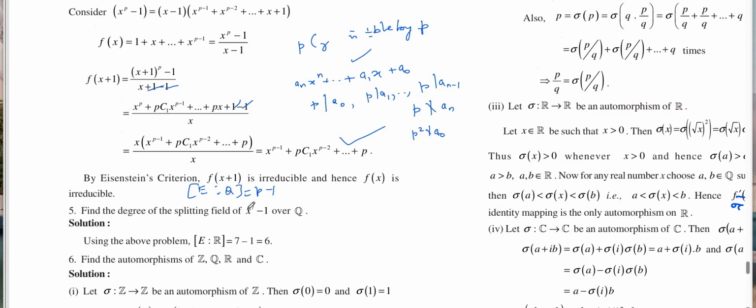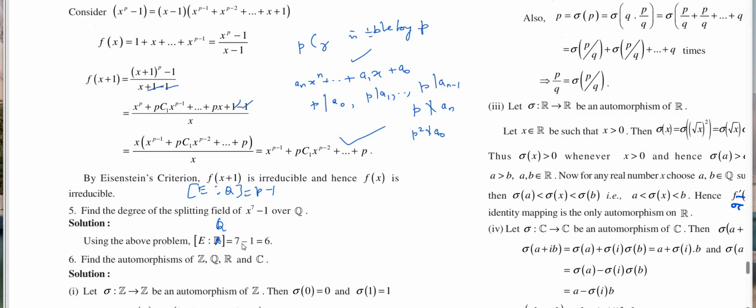So next, as a particular case, we have x power 7 minus 1. The degree of the splitting field of this over Q we need to find. So if you take E to be the splitting field, then by the above argument we have the degree of E over Q.